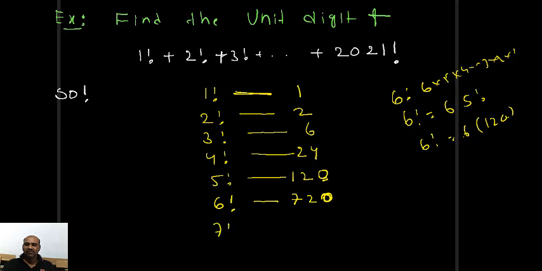Similarly, the unit digit of 7 factorial. 7 factorial means 7 into 6 factorial only. 6 factorial is 720, and 7 into 0 is 0 only. So simply I can say that its unit digit is 0 only.